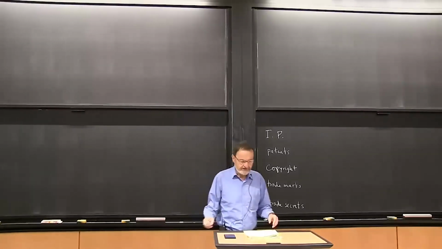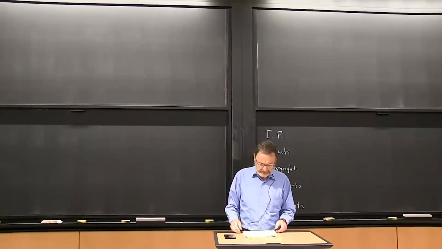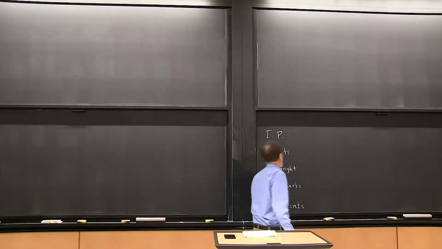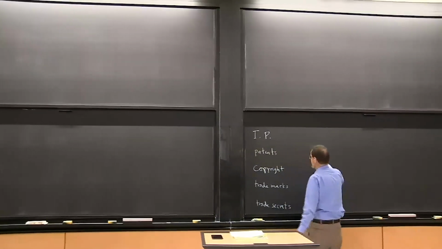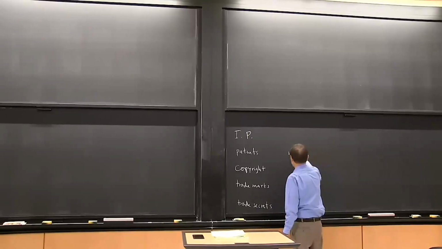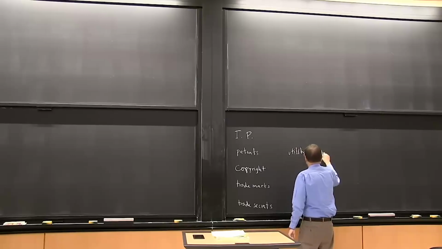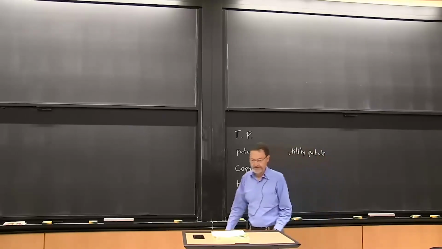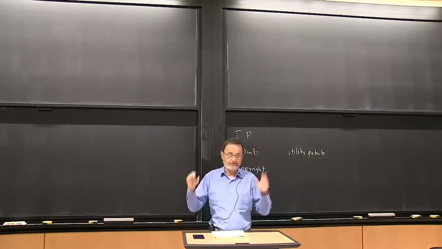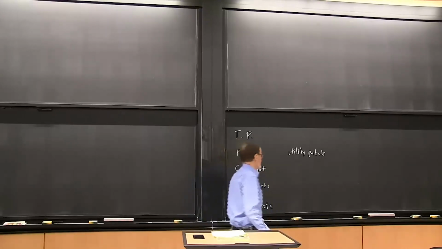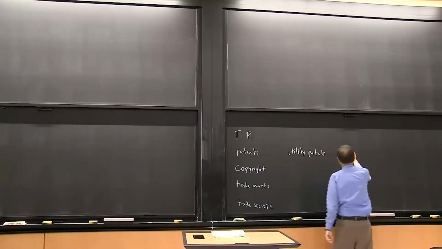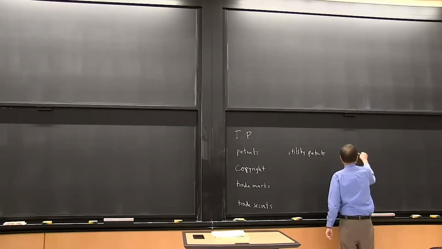There are several different types of intellectual property. First of all, we have patents, which is what we'll be talking about. And there are different types of patents. There's so-called utility patents, i.e. useful patents. And not to say the others aren't useful, but there are design patents.